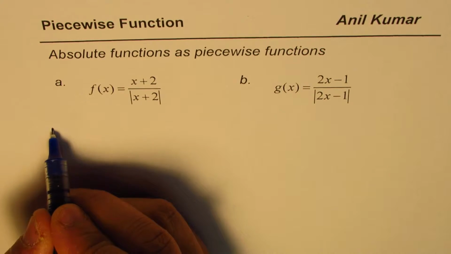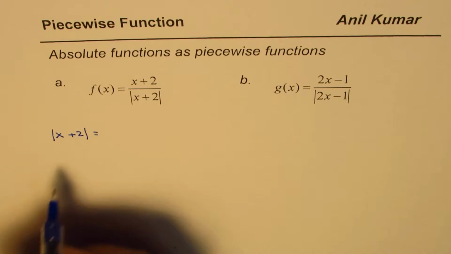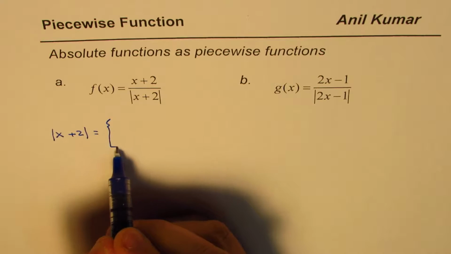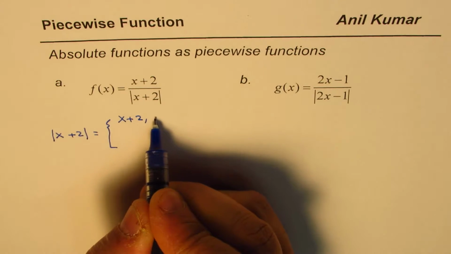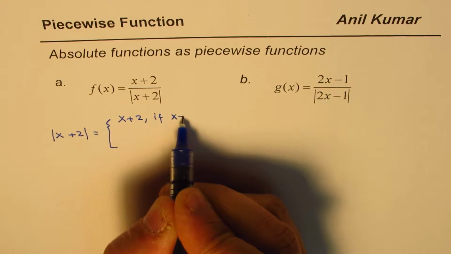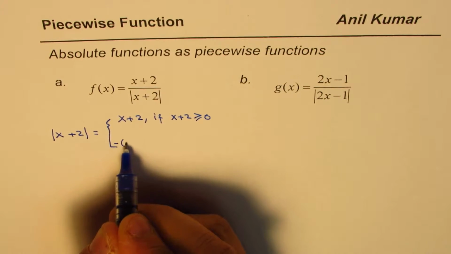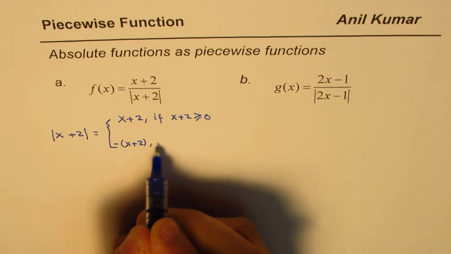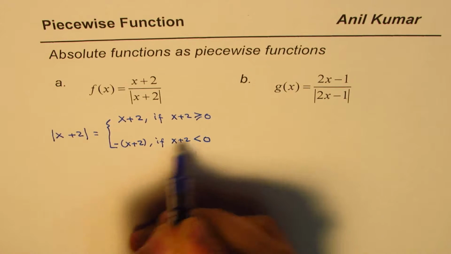Now, the absolute value of x plus 2 could be written as a piecewise function, and that is to say, it is this positive value of x plus 2 if, let me write, if x plus 2 is greater than or equal to 0. On the other hand, it is negative value of x plus 2 if x plus 2 is less than 0.